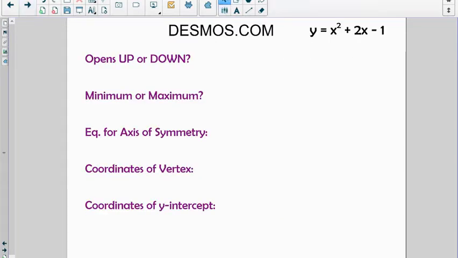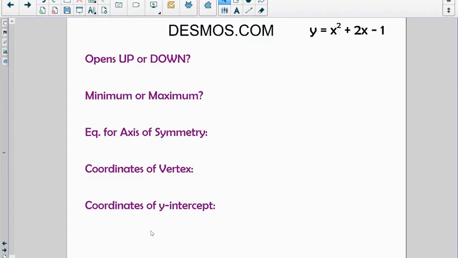All right, next we're going to use Desmos to help us graph the quadratic function, and we'll identify if the parabola opens up or down, if it has a minimum or a maximum. We'll find the equation for the axis of symmetry, the coordinates of the vertex, and the coordinates of the y-intercept.